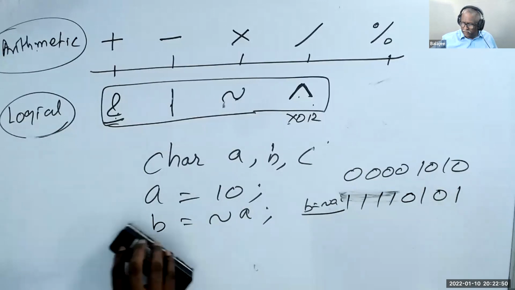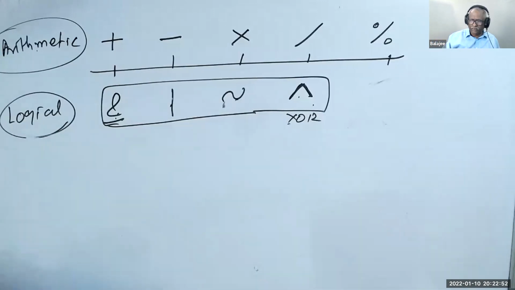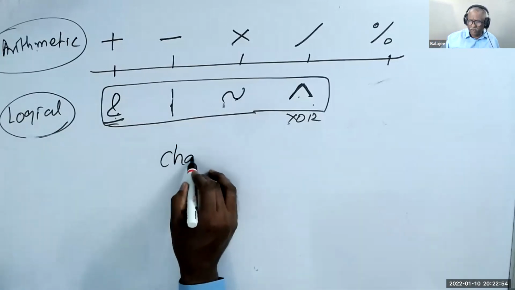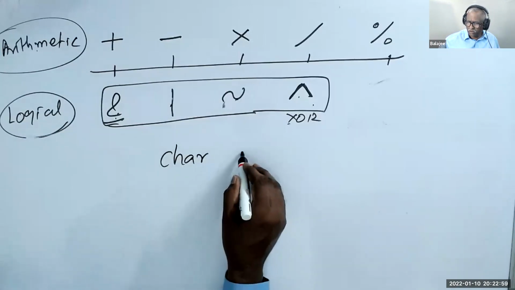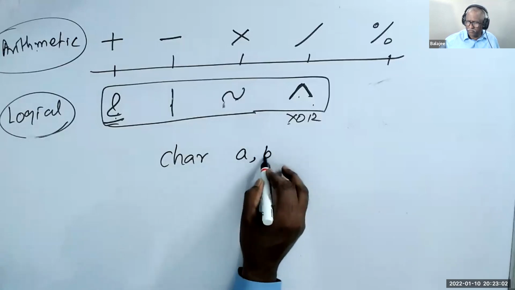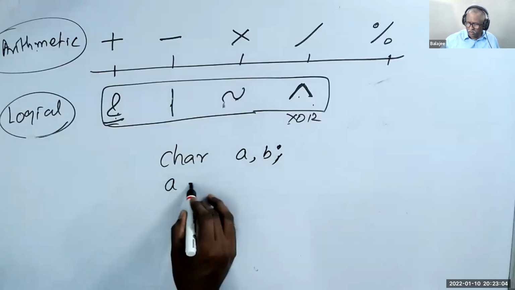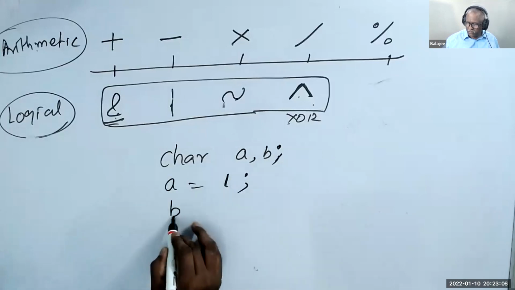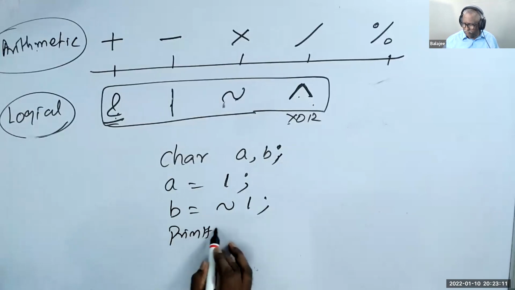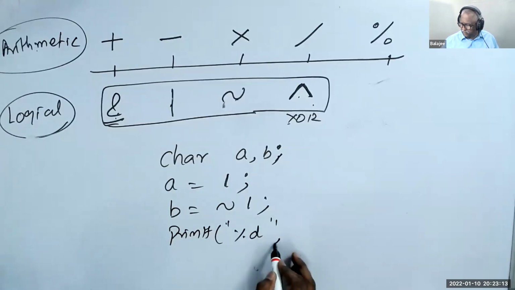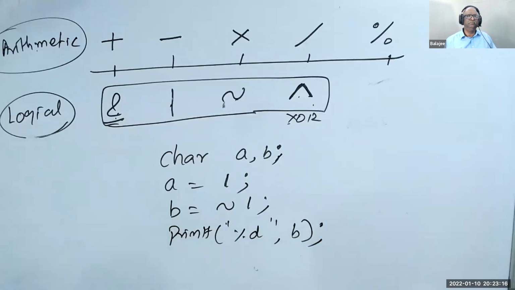Now let us have a small problem. Let's say char A, comma B. A is equal to 1. B is equal to NOT of 1. Print of B. What will be the answer? Can anybody tell me what will be the answer? Anybody?